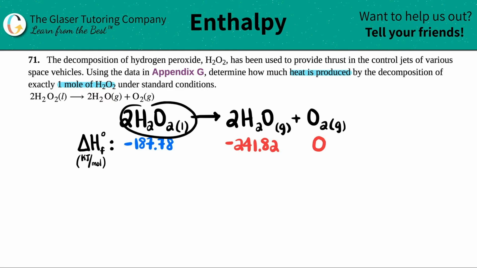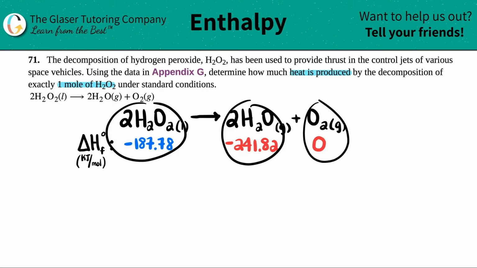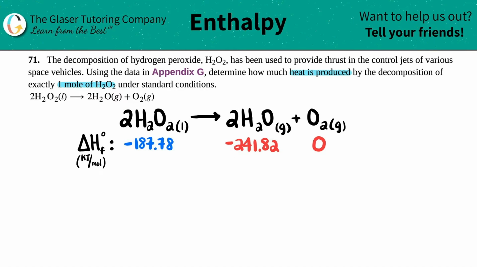So we have 2 H2O2 liquid yields 2 H2O gas plus O2 gas, right? And now, what I did also was I went into Appendix G and I wrote down the delta H values that correspond with each component here. I knew that we were doing delta H because they asked for how much heat is produced. Heat energy is delta H, it's enthalpy, okay?